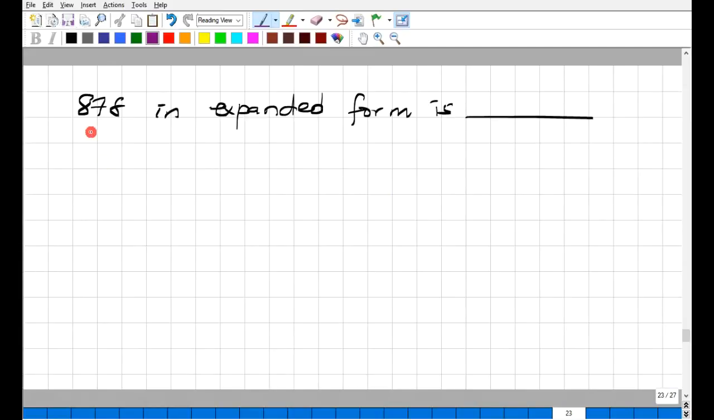878 in expanded form. 8 times 100, 7 times 10, 8 times 1. This is how we got the 800. This is how we'll get 70.